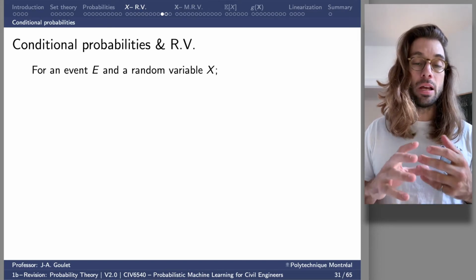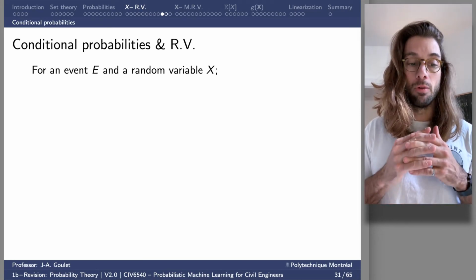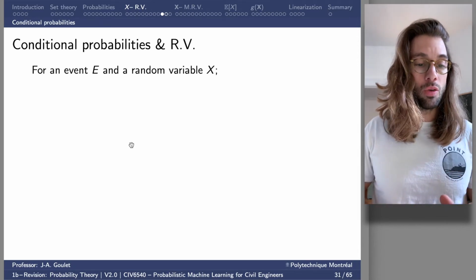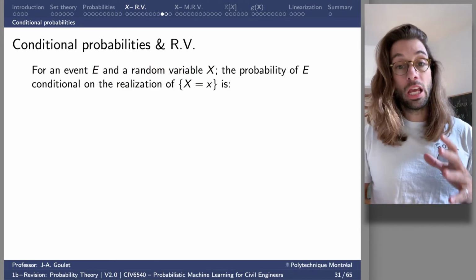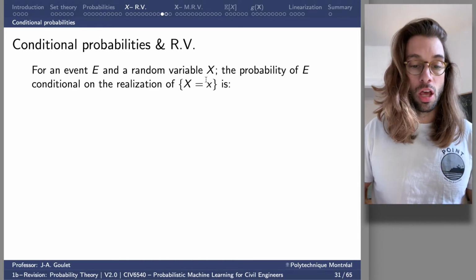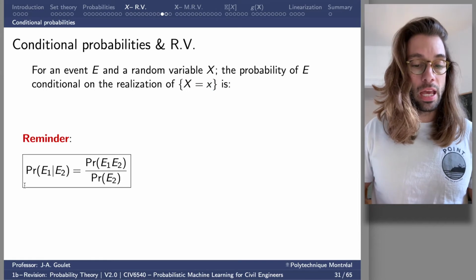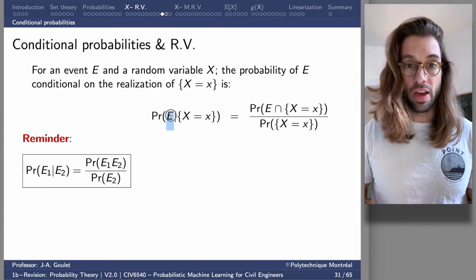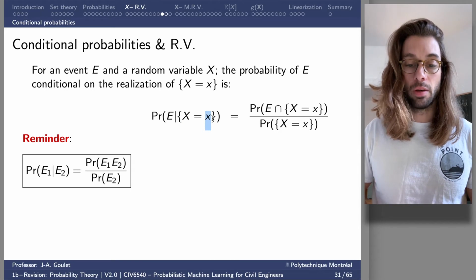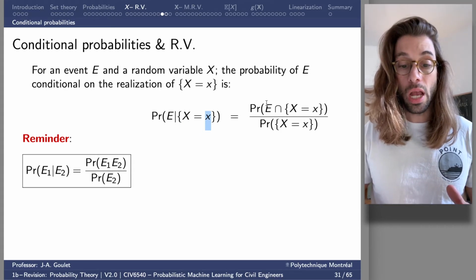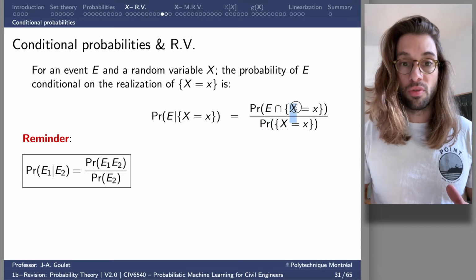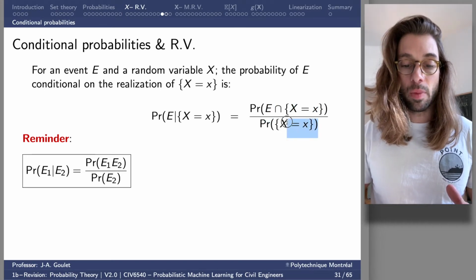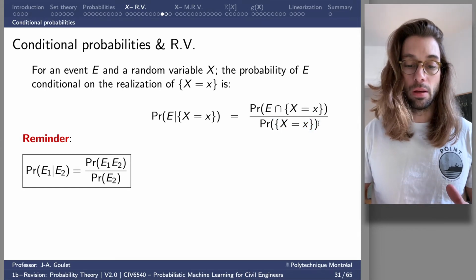So now let's look at how we can define conditional probability for random variables. Let's consider we have an event E and a random variable X, capital X. We say that the probability of the event E conditional on the realization of the random variable X equal to a specific value is described by the probability of the event E given the other event, X, the random variable, equals a specific value. We can represent this by the probability of the intersection of the two events, the event E and the random variable taking that specific value, divided by the probability that the random variable takes that specific value.